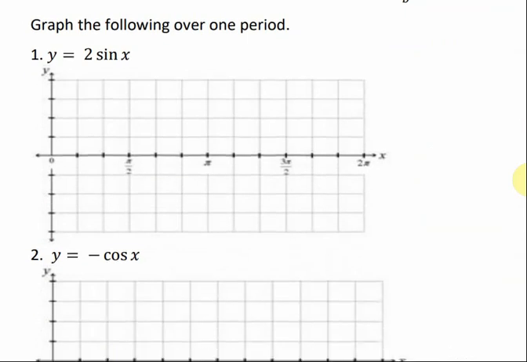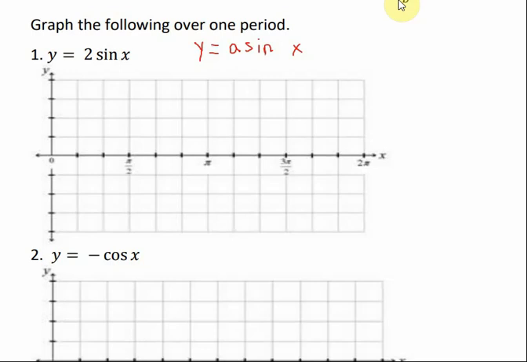All right, so we're going to graph the following over one period. So we had y is equal to a sine of bx as the little formula that we were following. Well, there's not a b in this graph. That would be some number multiplied times the x, or the angle. But we do have an a, so that means that our amplitude has changed. Instead of our amplitude being 1, it's 2 here.